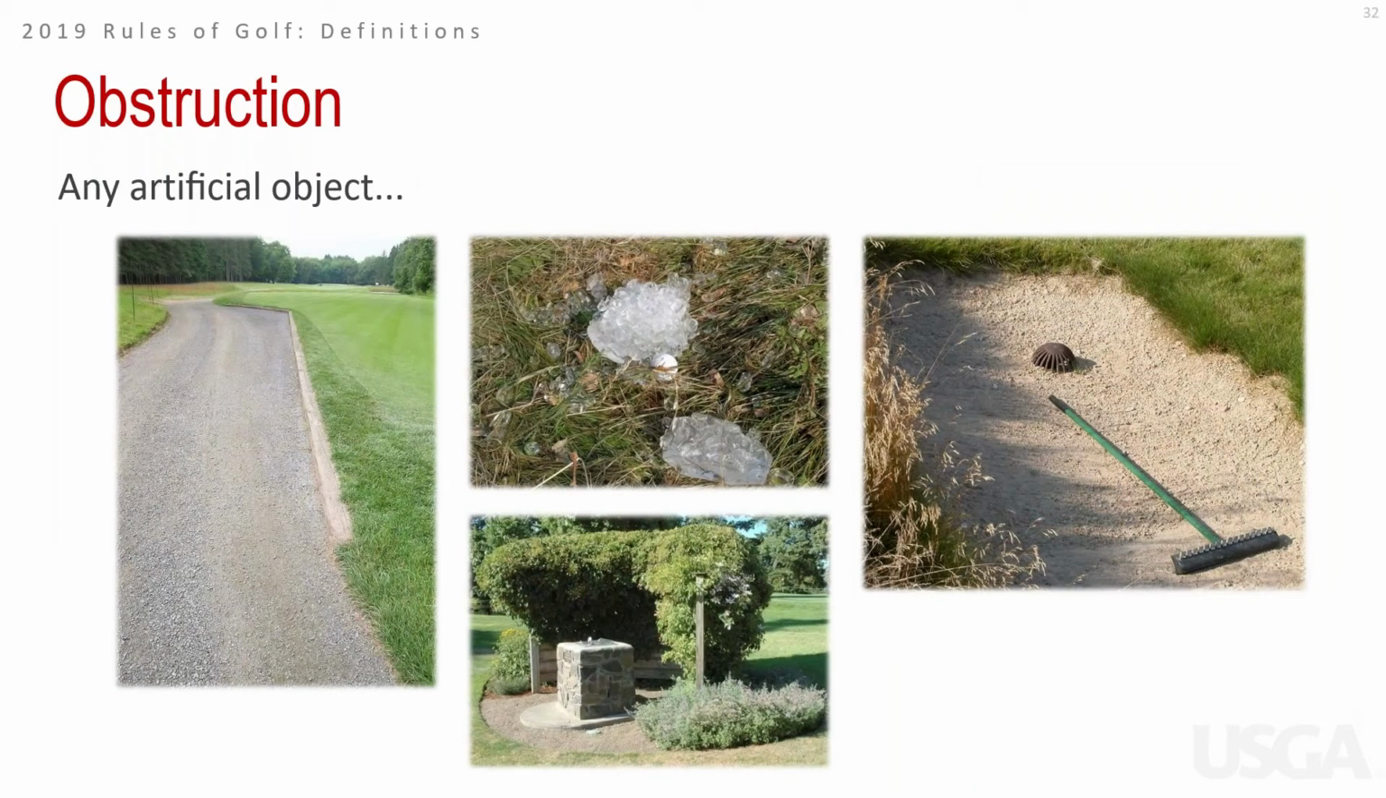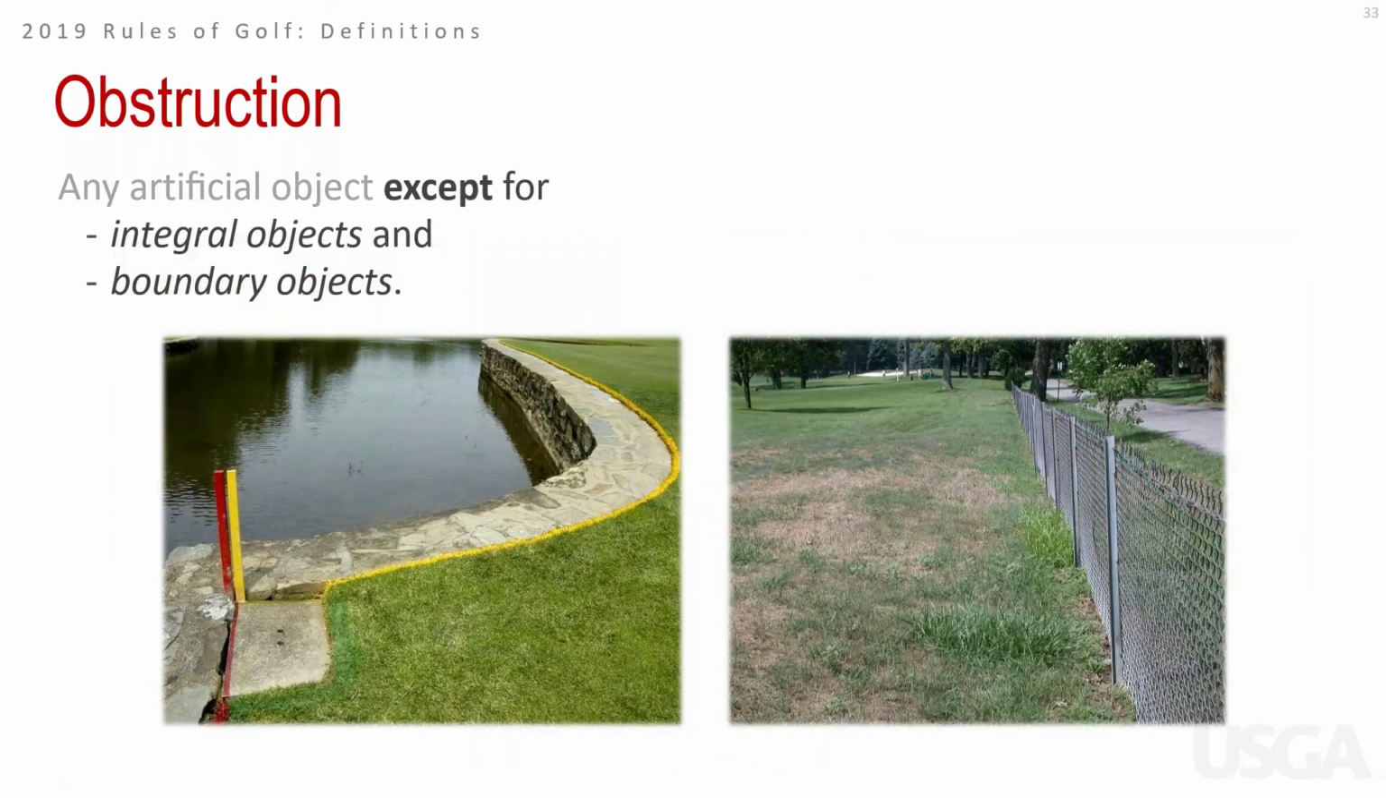So we'll jump into obstructions. As many of you know, there are immovable obstructions, and there are movable obstructions, as well as temporary and movable obstructions. We'll hold on to the temporary and movable obstructions for another day, but today we'll just talk about immovable or movable. So an obstruction is any artificial object except for an integral object or boundary object. An integral object could be something that the committee defines, and a boundary object is not considered an obstruction.